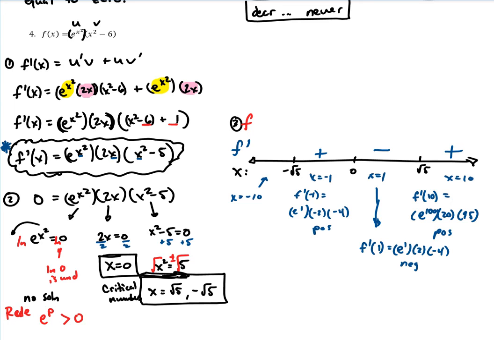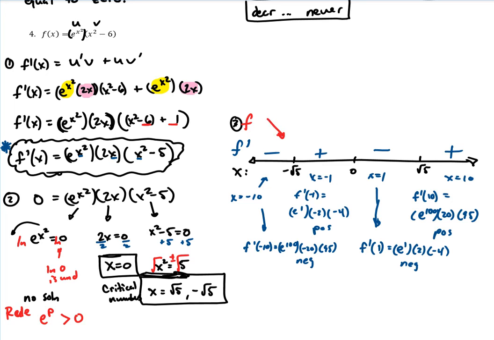And then one last time, we've got anything less than negative square root of 5. Well, I'm going to do x equals -10. That's smaller than it. So we have f prime of -10. -10 squared is again positive 100, so it's e to the 100. 2 times -10 would be -20. And then -10 squared is positive 100, minus 5 is 95. So I have a positive, negative is negative, times another positive gives me negative. So 1 negative and 2 positives is negative. So this is the negative symbol. And then now we have it.